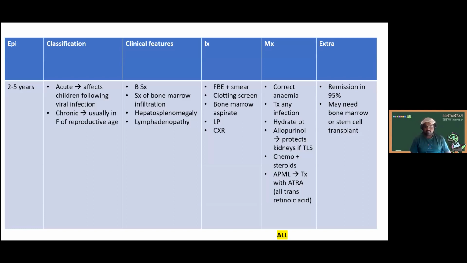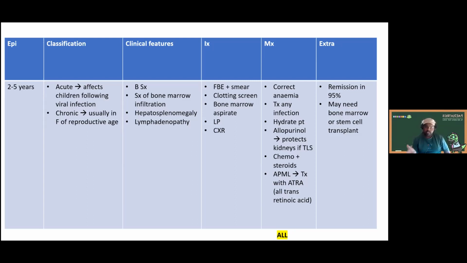And in terms of the classification, ignore that. That's from the ITP slide. So mainly it's acute and it affects children within that 2 to 5 year age gap again. And then when we think about other forms of leukemia, it generally comes on later in life.